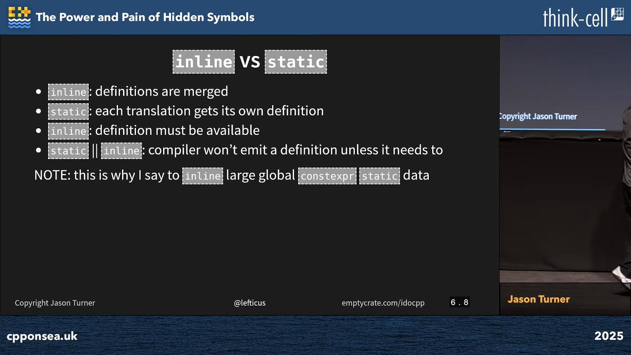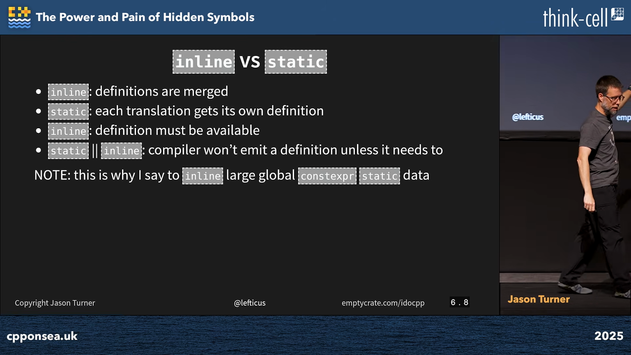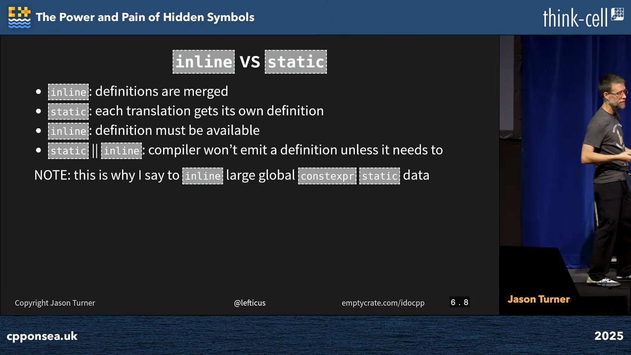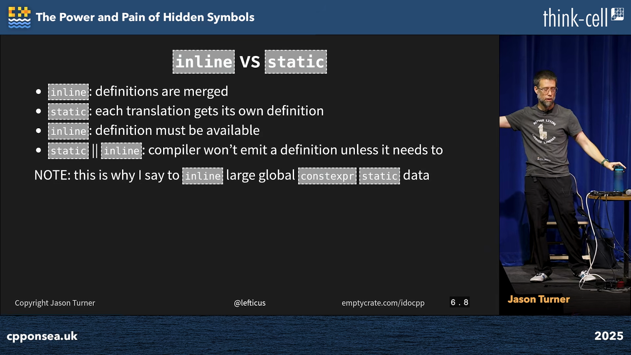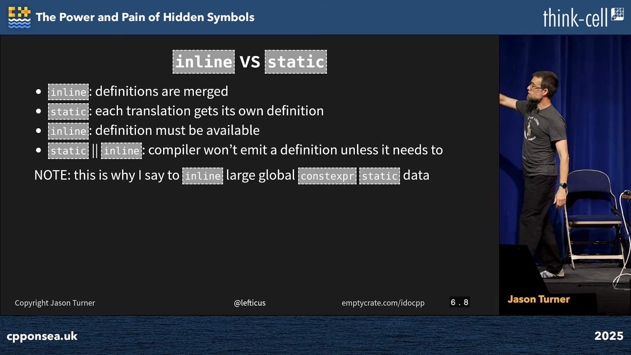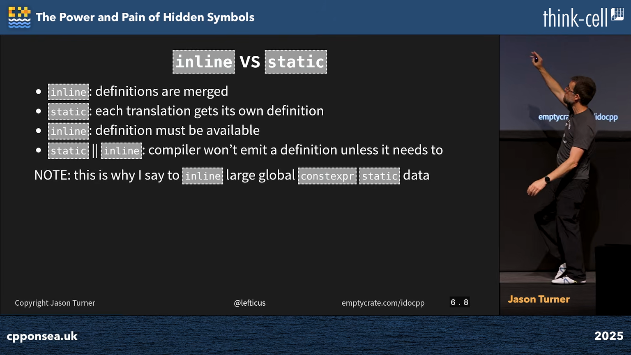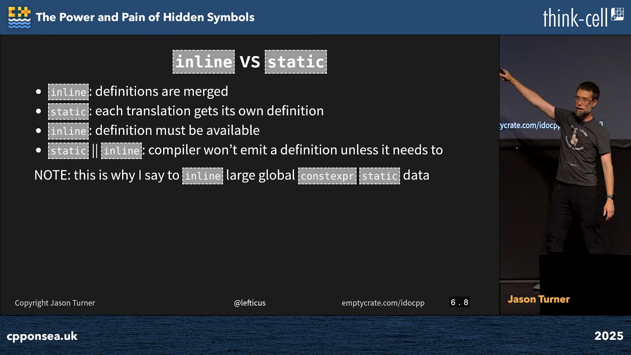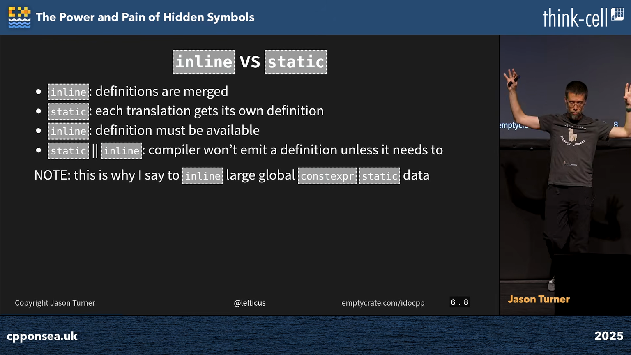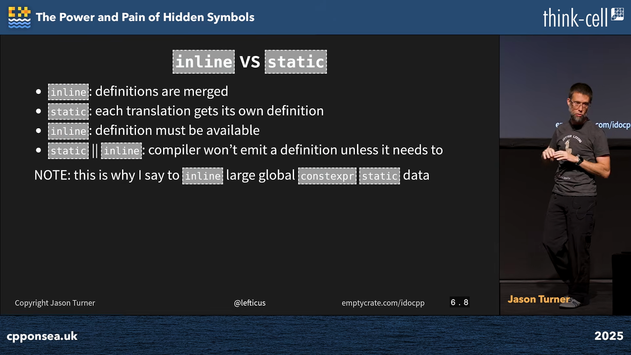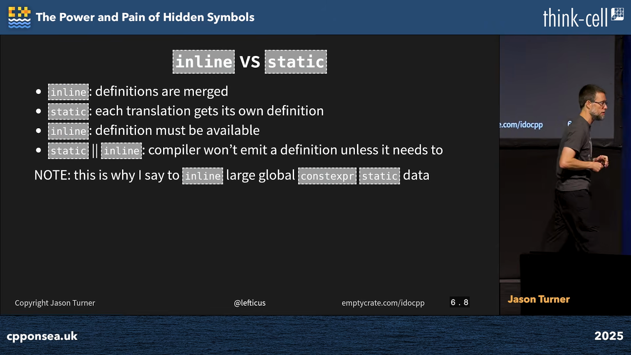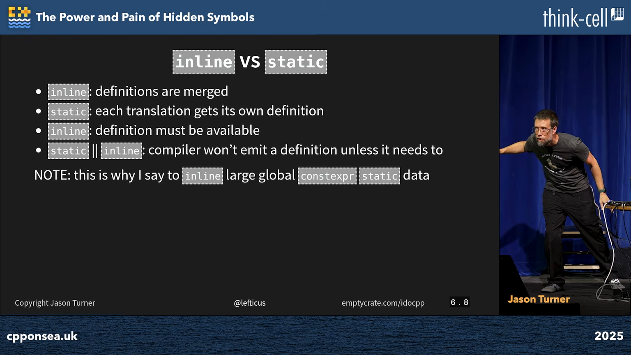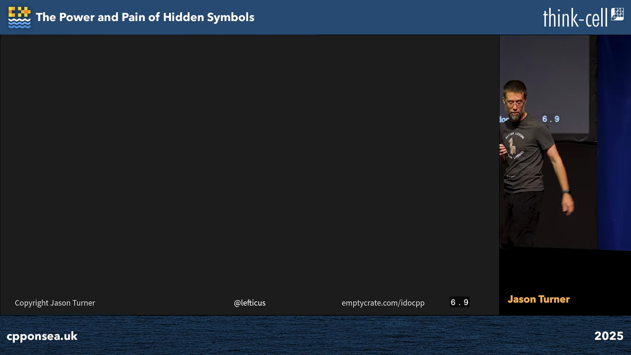If you have static or inline, the compiler's not going to emit the definition into your object file unless it needs to, like the address of this thing is being taken or whatever. And this is why I say in my best practices that you should mark all of your global constexpr static data as inline, because you want those multiple implementations merged. Otherwise, you can get some serious code bloat if you're using constexpr data tables or something. Does this sound correct? Okay, I'm waiting for someone to correct me on one of these things.